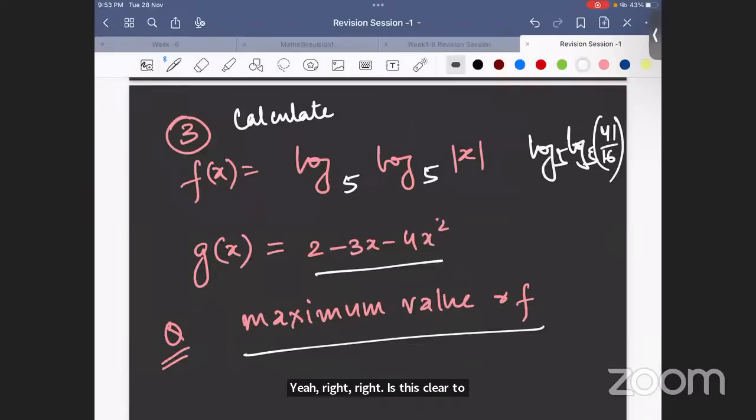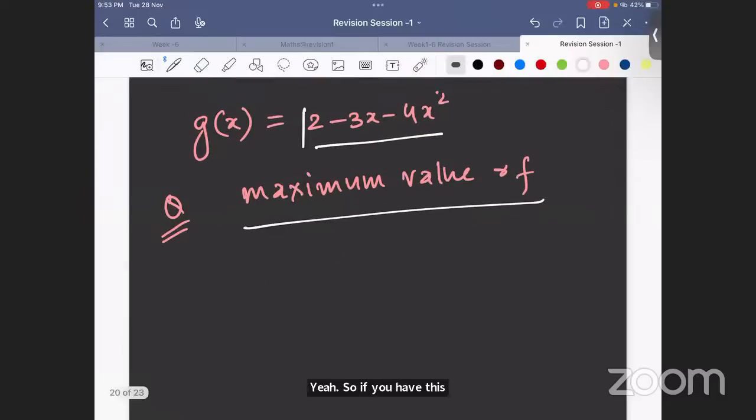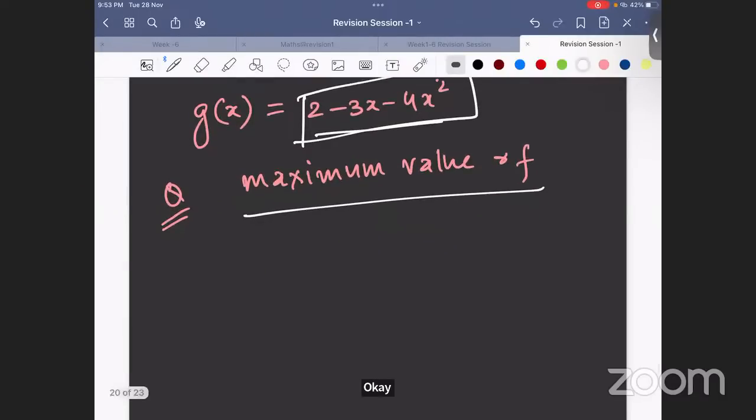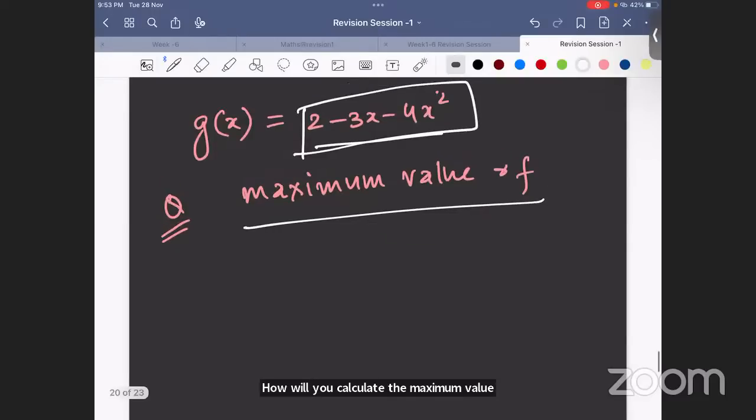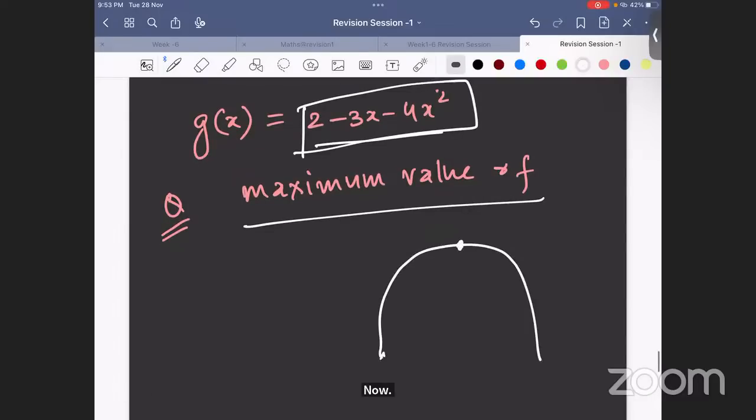What was the mistake that we did here? So can you solve it? Yeah. If you have this question, how will you calculate the maximum value? Will this quadratic go upward or downward? Downward, sir. Okay, if it is going downward, that means the function will have a maximum value. So what is the maximum value? What is the value of x, that is minus b by 2a? And what is the function value at that point?